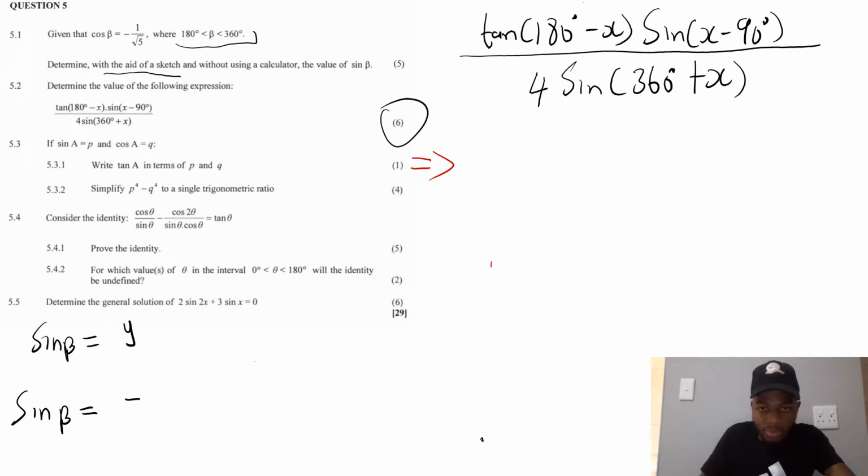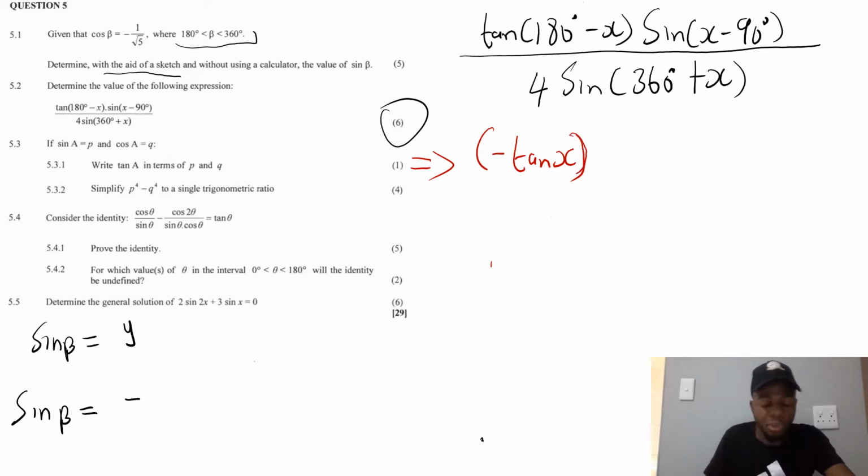I will start with this one. We are having 180 degrees minus x. It is in quadrant number 2, and we're having tan. Is tan positive or negative? In quadrant number 2, tan is negative there, so this will change to negative tan x, just like that. Okay, we go to the next one.